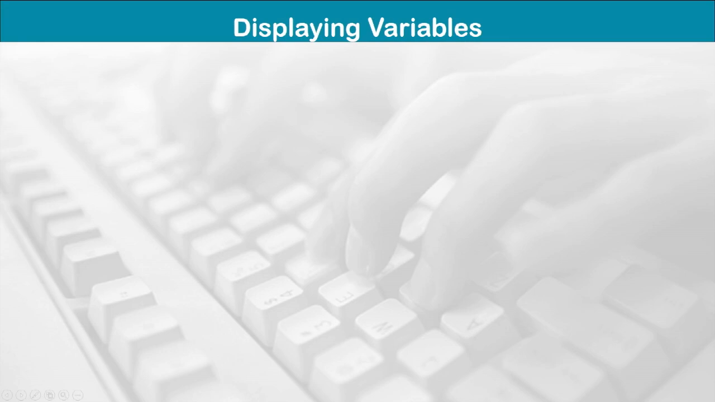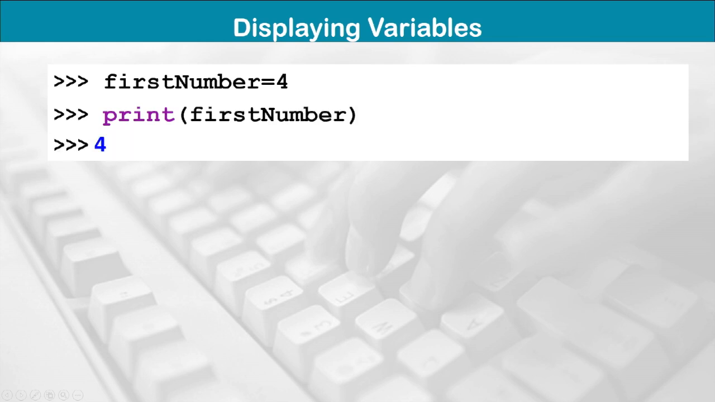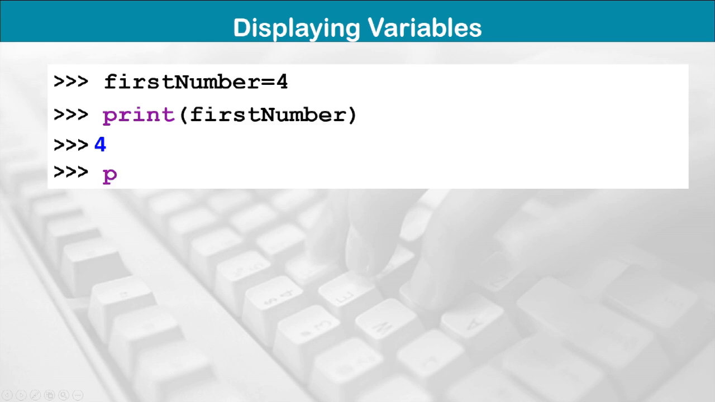We saw that the value stored by a variable can be displayed on screen using the print command. For example, first number holds value 4. To display the contents of first number, we execute the instruction print first number. Value 4 is displayed. A better way would be to tell the user that variable first number holds value 4. And this is done as follows.